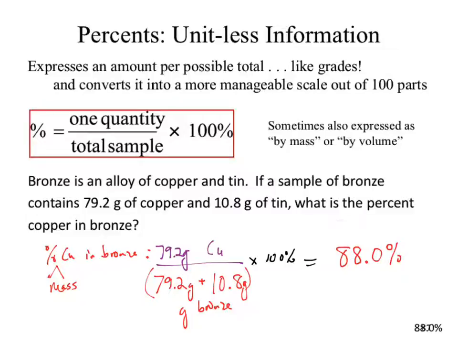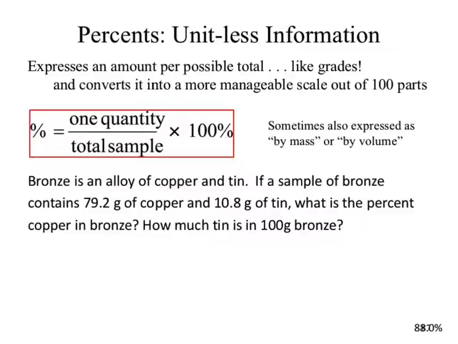Yep, 88. I think that's right. I'm good? Okay. So it should come out to 88% what? Percent copper. Okay. So that should be useful information, because we'll erase everything away. Our first answer said that we had 88%. Oh, I shouldn't lose my sig figs. 88.0% copper in the bronze.